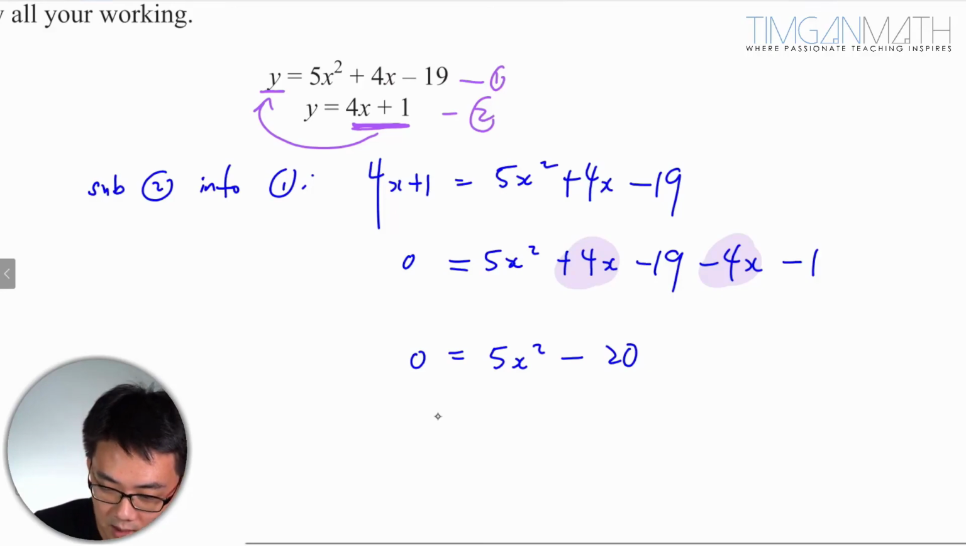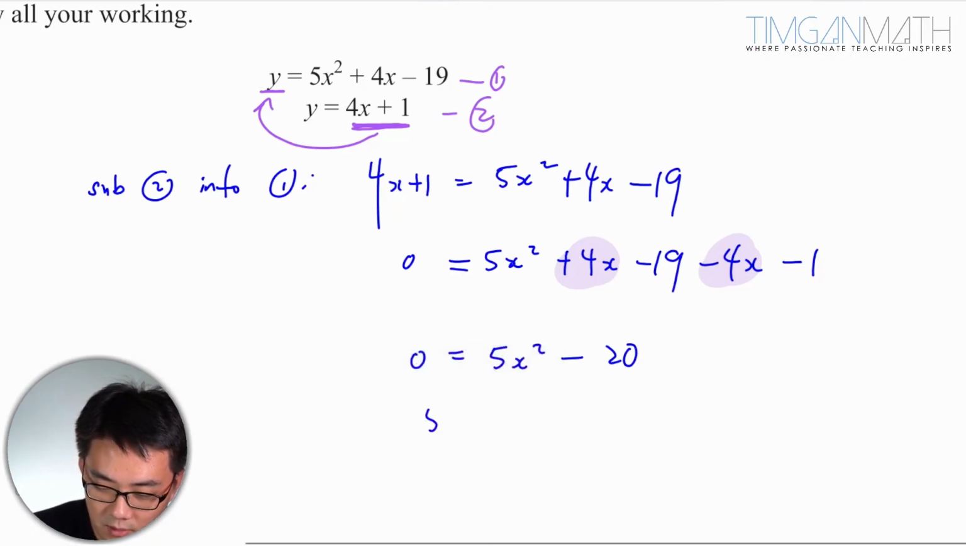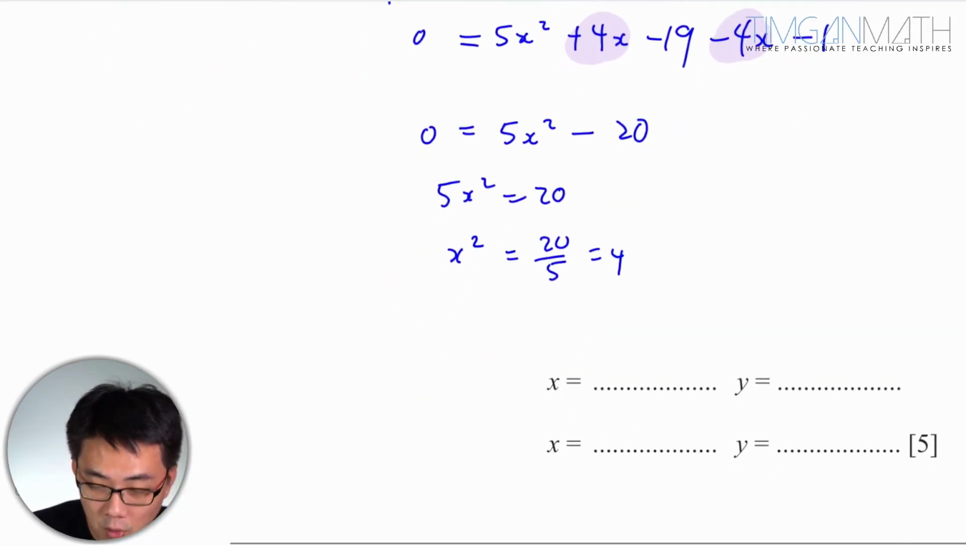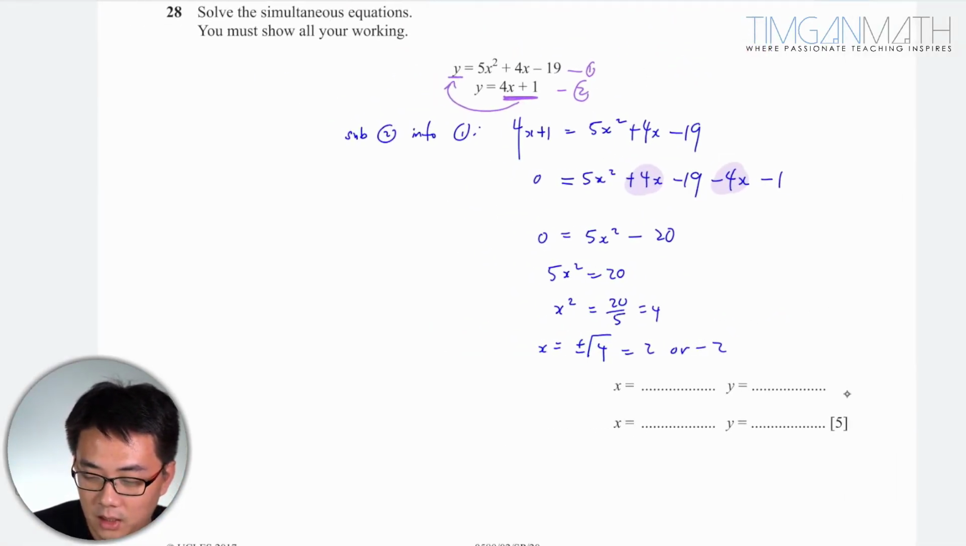Then what we get is just make x squared the subject. 5x squared equals to 20. X squared equals to 20 over 5, which is actually 4. So open up square roots will be plus minus. So it's 2 or minus 2. Remember that. Anyway, it's hinted that you have two sets of solution here.